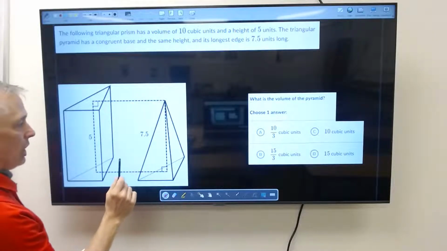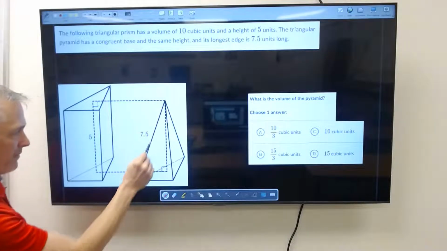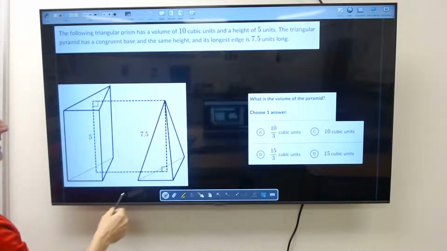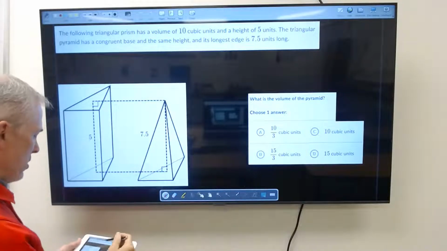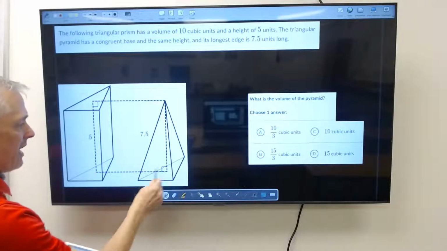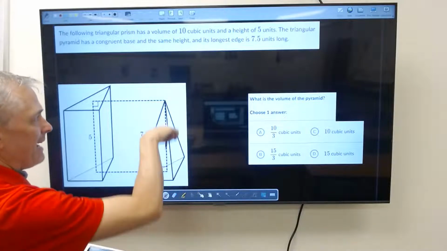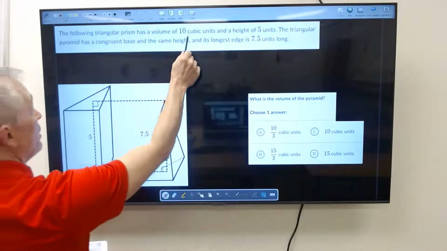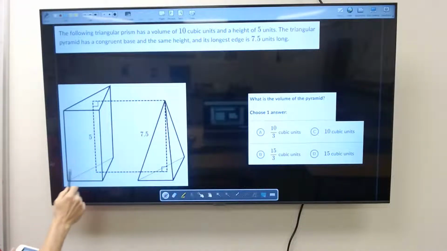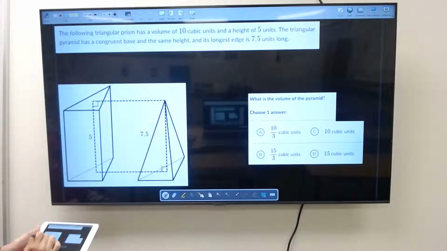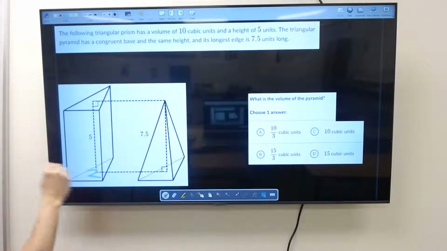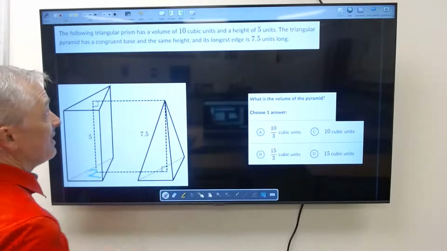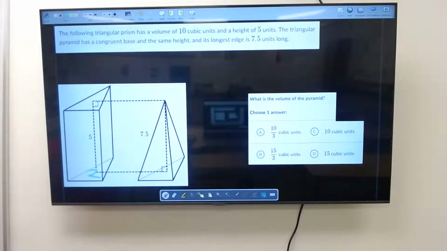All right. So that being said, its longest edge is 7.5. Doesn't matter. We've got an equation that is area of the base times the height divided by 3. Okay. Volume. This one's volume of 10, height of 5. So the area of this base has to be 2. Because the area of the base is 2 times the height 5 gives us our volume of 10 cubic units.